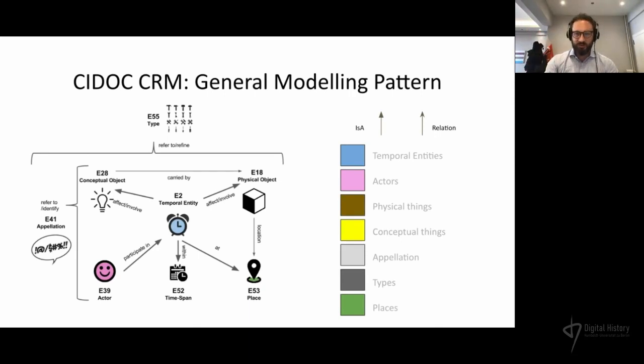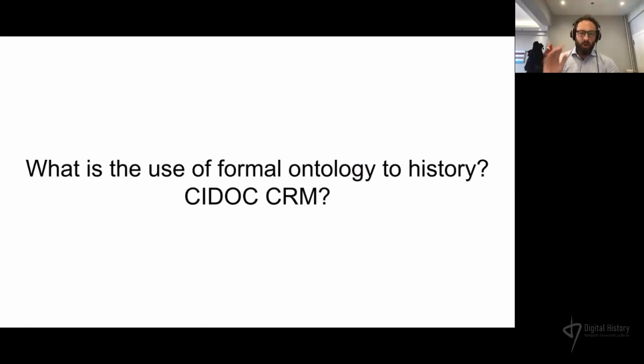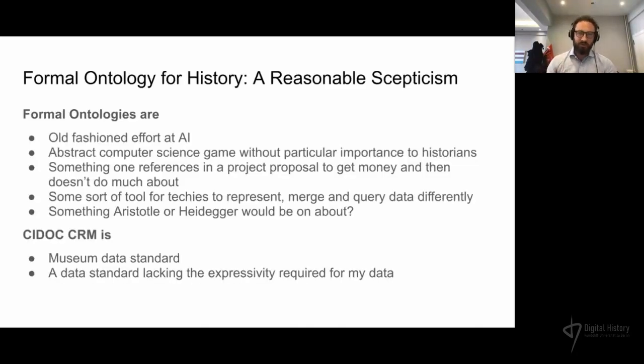Why is this interesting to history and to historians? I want to start with a reasonable skepticism. You could say that formal ontologies are an old-fashioned effort at AI, and we should move on to machine learning. You might think this sounds like an abstract computer science game, not particularly related to historians' research. You could cynically say this is something one references in a project proposal to get some money, but then doesn't do much about, or as a fancy tool for techies that I don't want to be interested in.